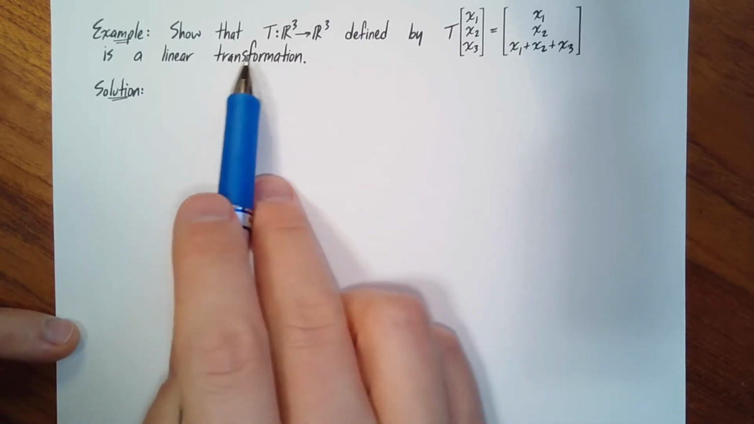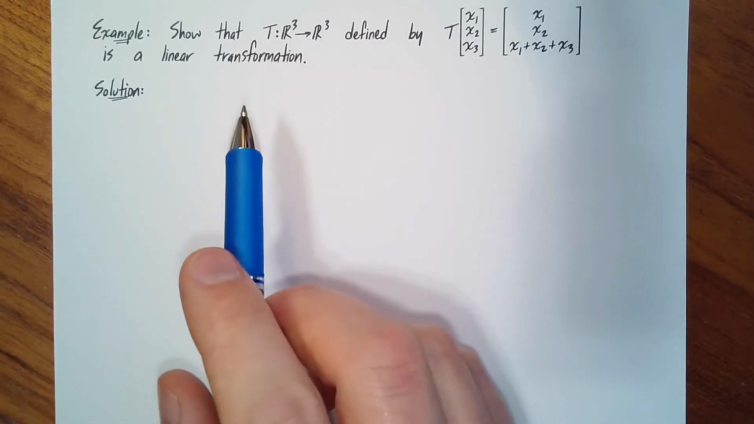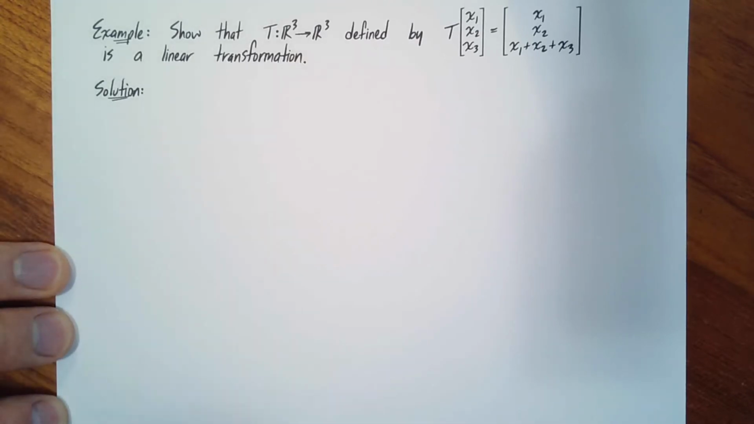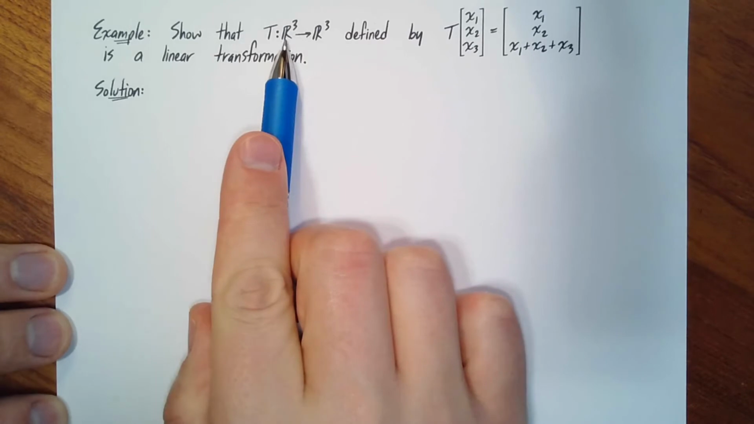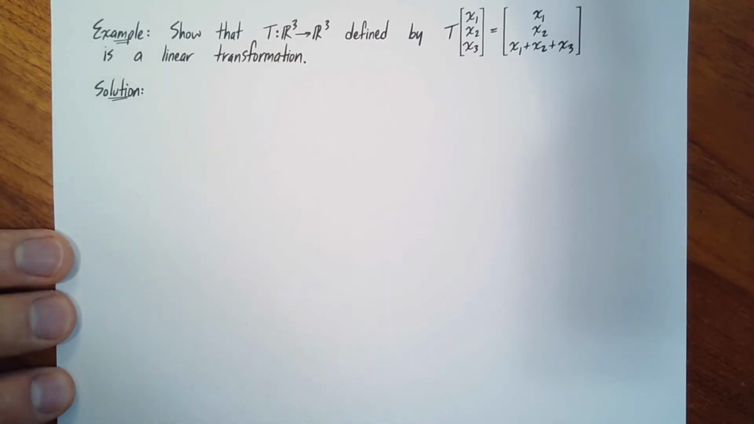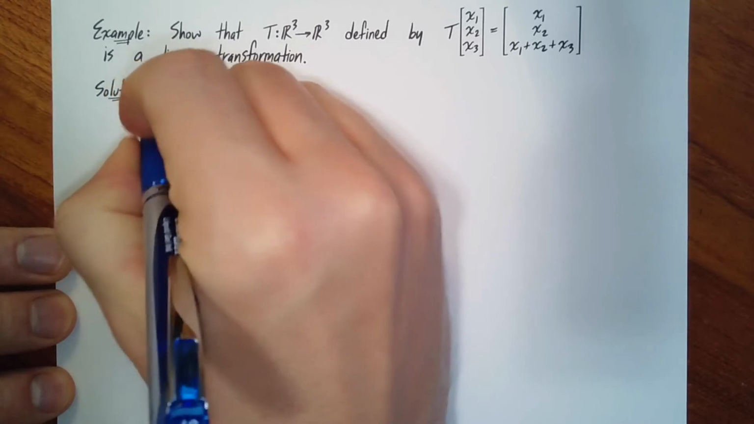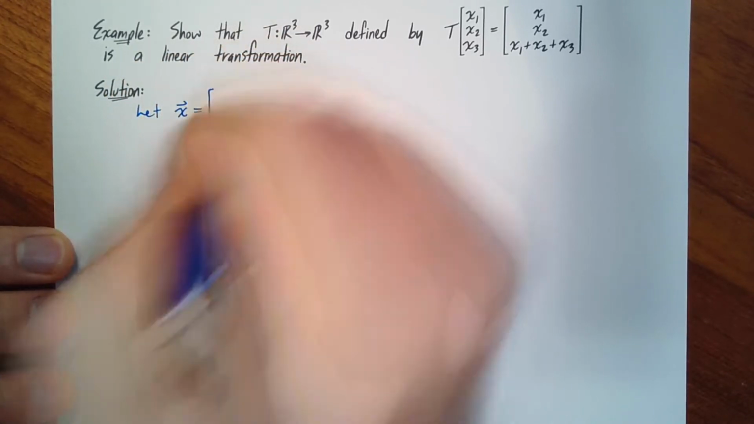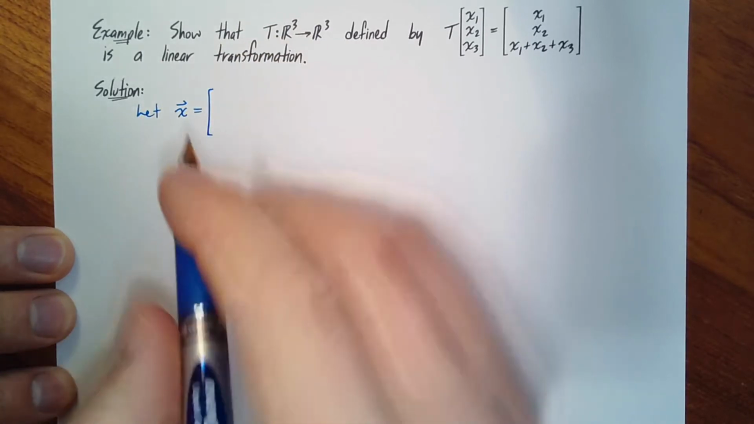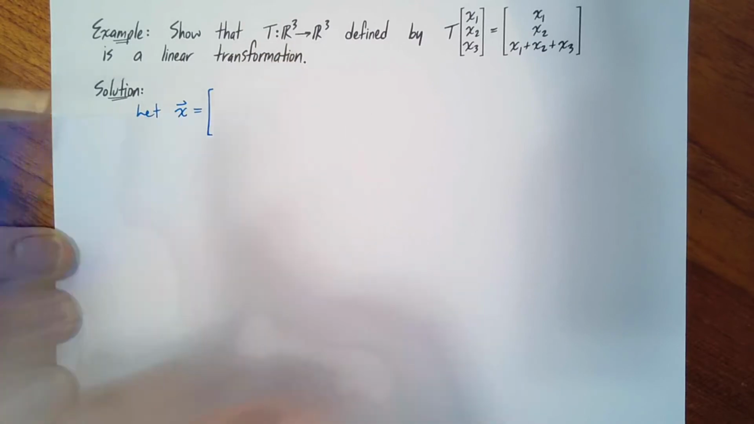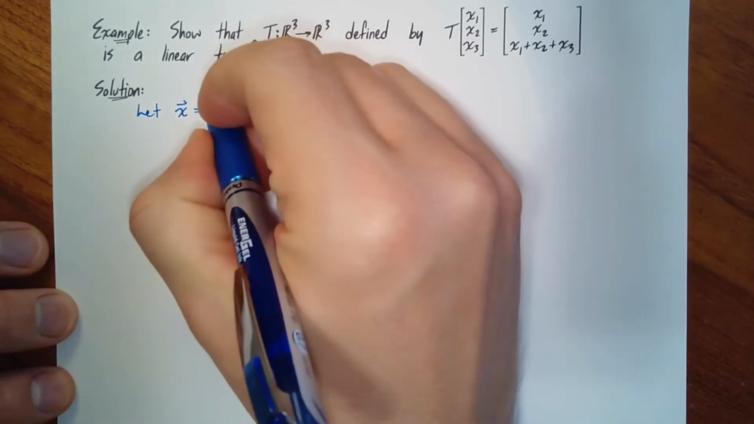Okay, so we've got our function t, and we want to show it's a linear transformation, so we're going to verify the two properties. So first of all, we want to show that for any two vectors x and y in R3, t of x plus y is equal to t of x plus t of y. So we're going to start by choosing arbitrary vectors x and y in R3. So they're each going to have 3 coordinates because the domain of this function t is R3. So it accepts three-dimensional vectors as input.